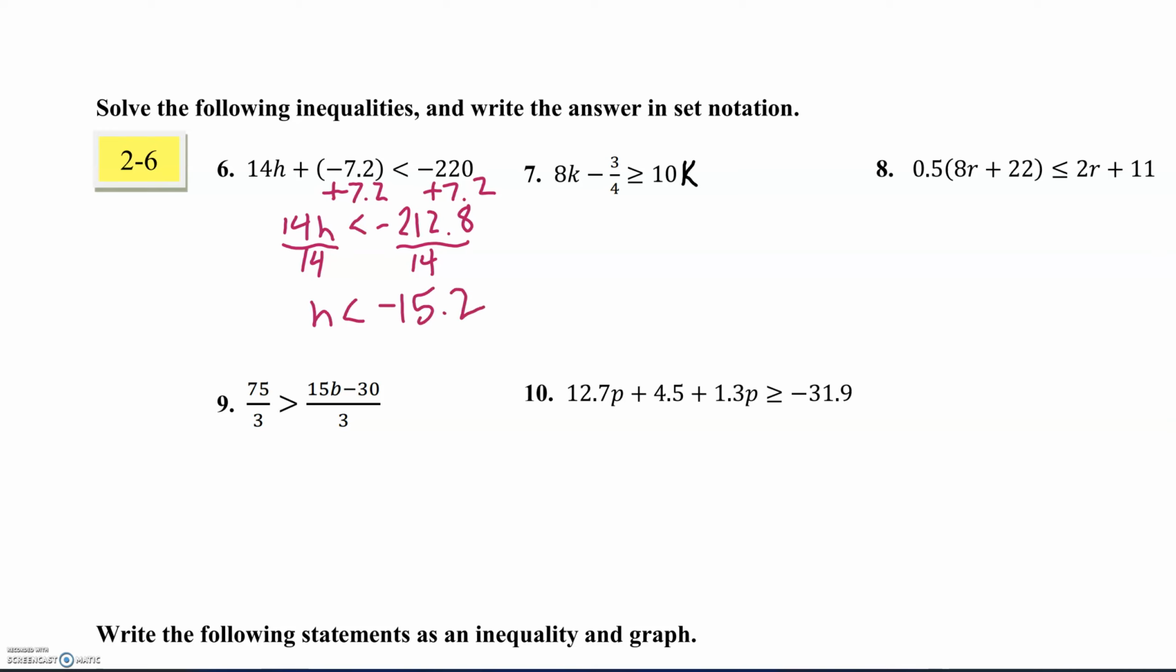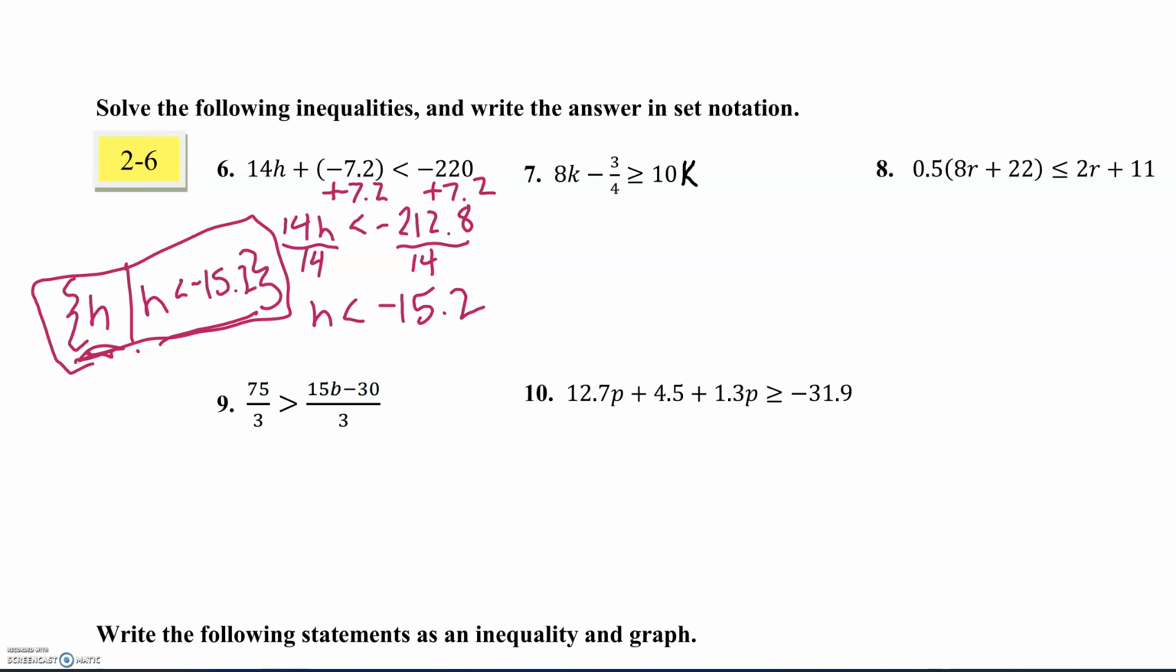Okay, so there's our answer, but to write it in set notation, you need some fancy symbols around it. You're going to have some squiggly brackets. And we'll start with what we already had, and we're just going to add to it. So there's our answer. And you're just going to, in front of that, put the variable that you were solving for. And a long straight line, that means such that. So this is saying the variable h such that this is always true. H is less than negative 15.2. And that's our completed answer in set notation.